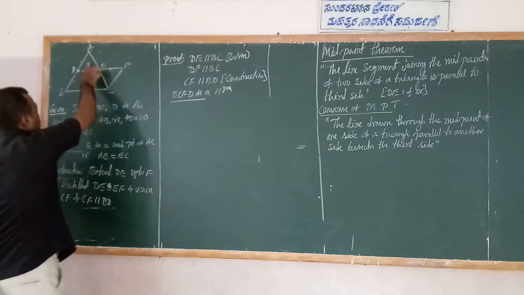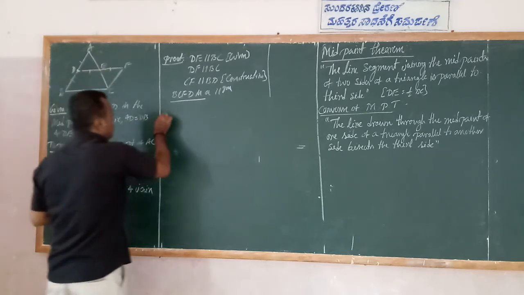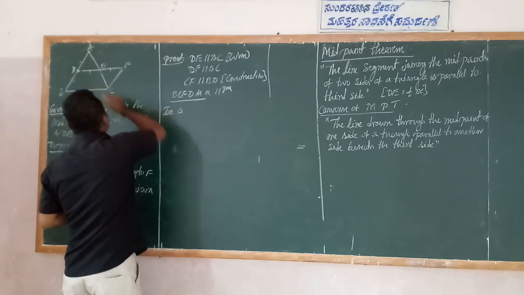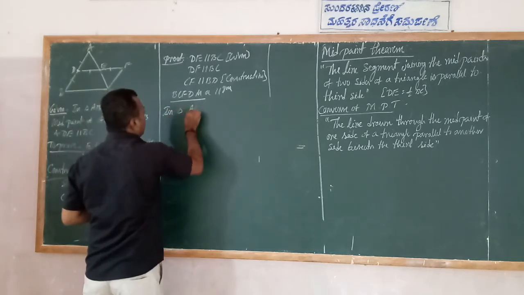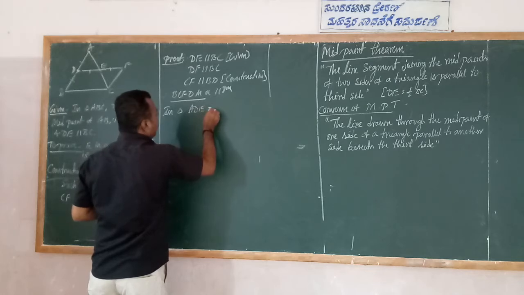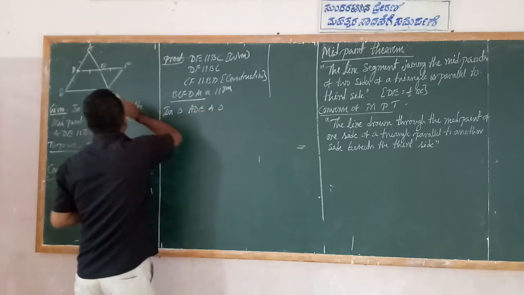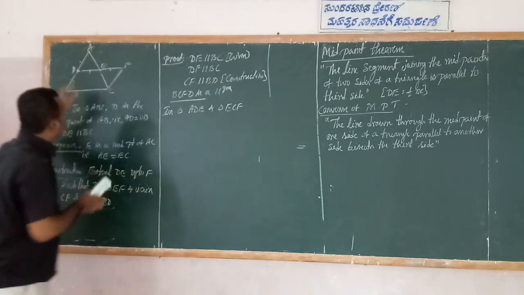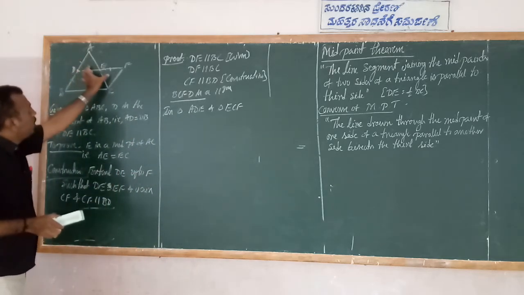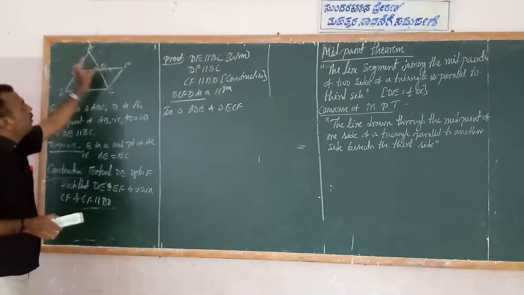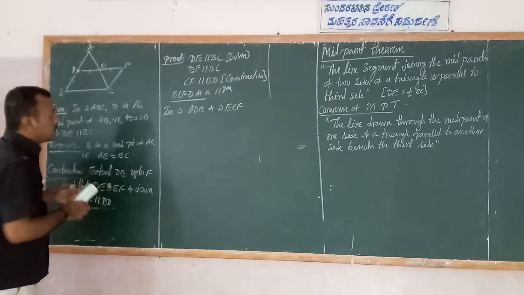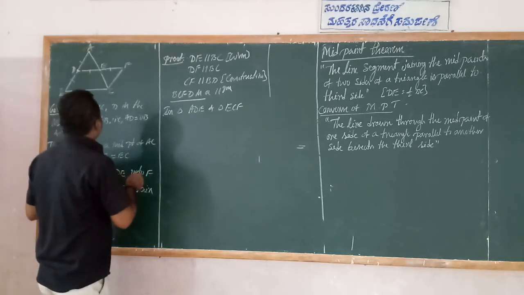After that, we have to take these two triangles: triangle ADE and triangle ECF. We have to consider these two triangles because we want to prove AE is equal to EC. When you prove these two triangles are congruent, automatically AE is equal to EC by the condition of CPCT. Is it right? Yes.